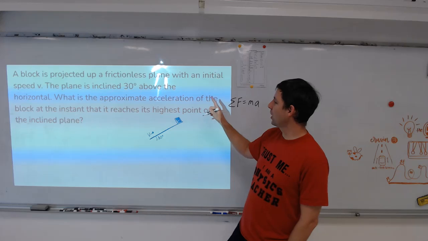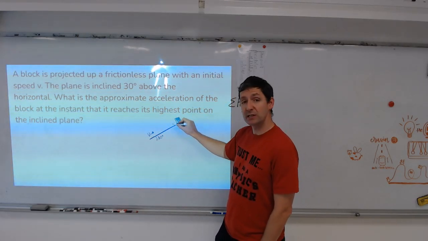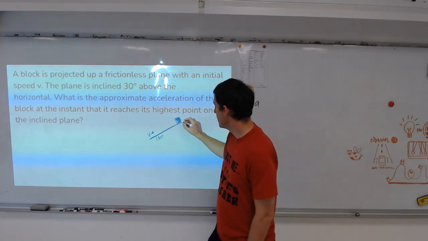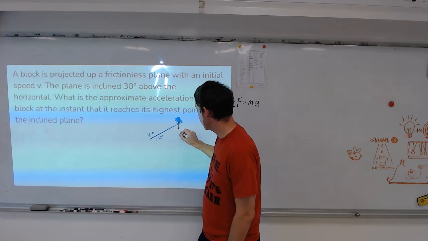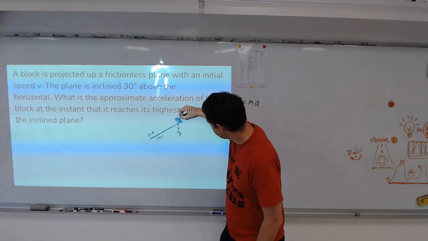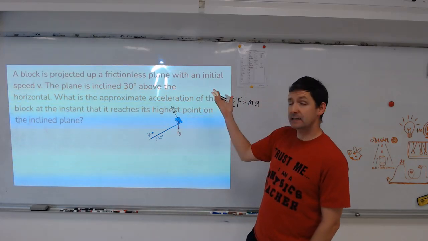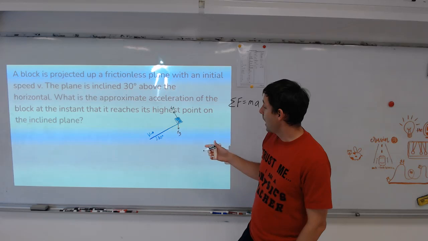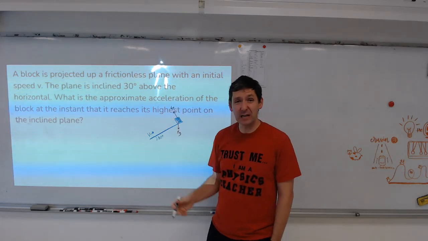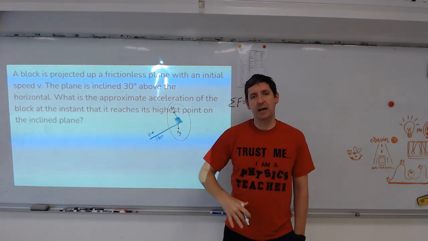So really, if I want to know the acceleration at the instant it reaches its highest point, all I need to do is look at the forces on my block at that point. What I have here is the force of gravity, which is downwards, and then the normal force, which is upwards. It says it's frictionless, so I don't have friction. At the highest point, it's at rest, so it really doesn't matter. I'm not even going to need this v here. All that I need to do is look at the sum of the forces and figure out what I get.